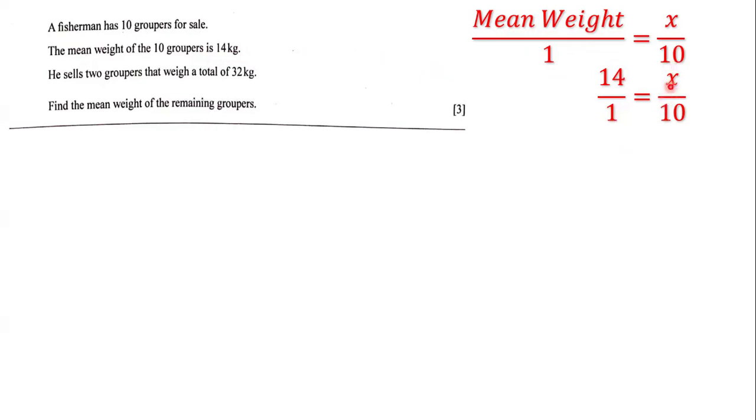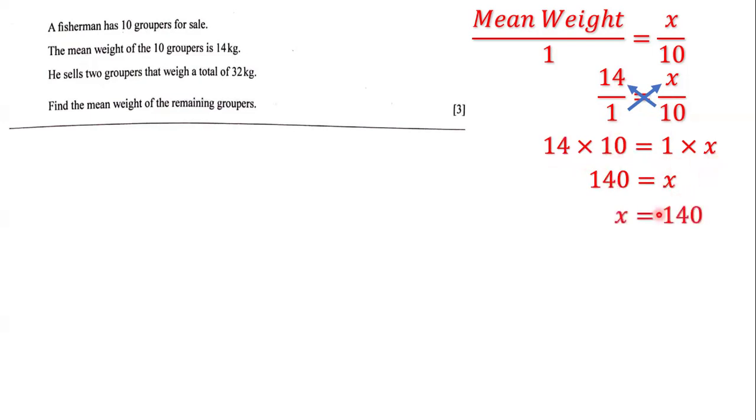And so let's solve for x. Remember, x is the sum of the weights of the 10 groupers, the weight of the 10 groupers all together. When we cross multiply, we get 10 multiplied by 14 and 1 multiplied by x. 10 multiplied by 14 is 140, and 1 multiplied by x is x.